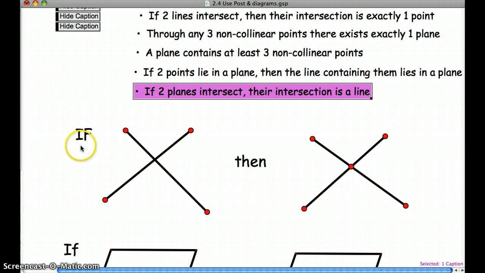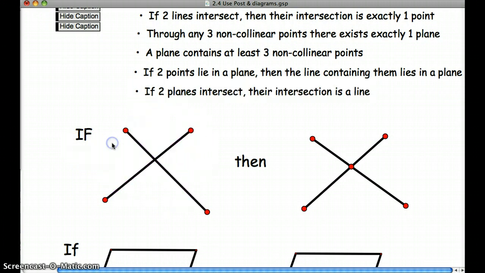What does this say? What does this represent? Okay? If 2 lines intersect, then their intersection is exactly 1 point. So here's the 2 intersecting lines. Here's the exactly 1 point. So that's postulate number 7.